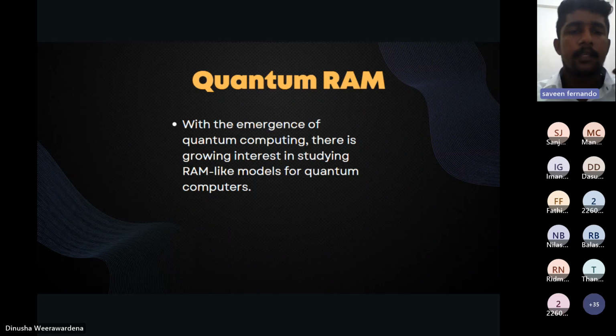So guys, I think most of you have heard about quantum computing's growth over the past few years. As quantum computing continues to advance, researchers are exploring RAM-like models specifically designed for quantum computers. Quantum RAM, or QRAM, aims to provide efficient and scalable memory access in quantum systems. It allows for the storage and retrieval of quantum information using quantum states, enabling more powerful computations and potential breakthroughs in various domains. So, next slide.